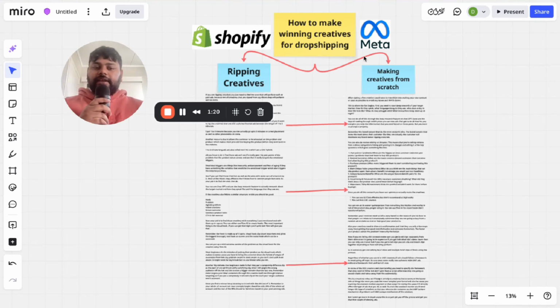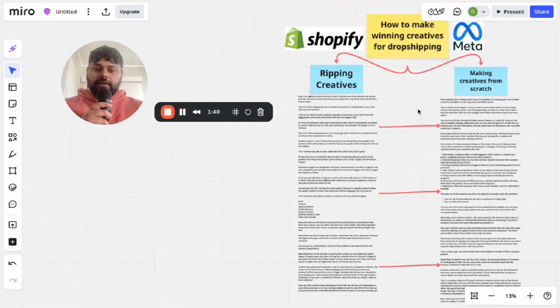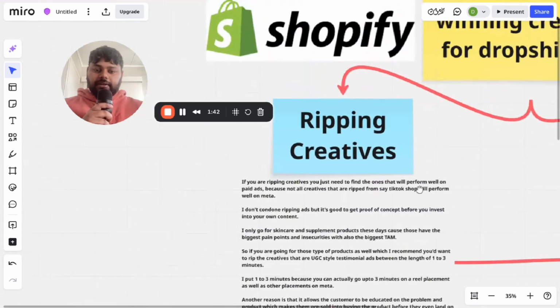But we're gonna get into both of those methods. And obviously when you start ripping creatives, you want to move into making creatives from scratch, because you have those winning angles that you can transfer over, and you can start making creatives from scratch. But we're gonna get into this, so let's get right into it.